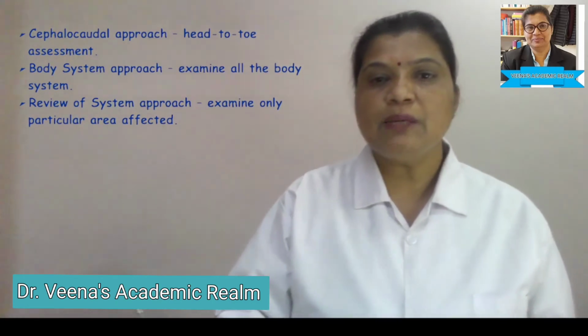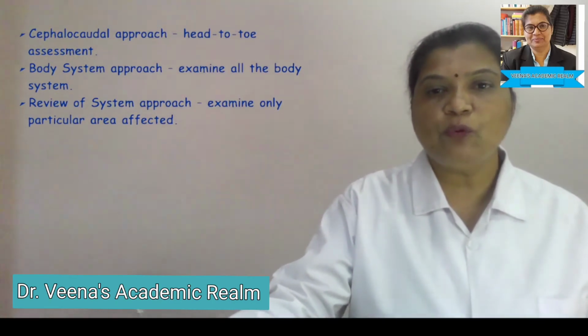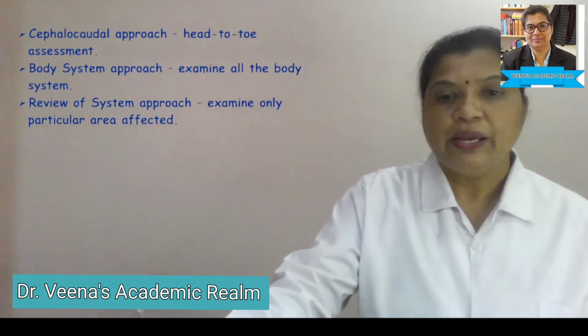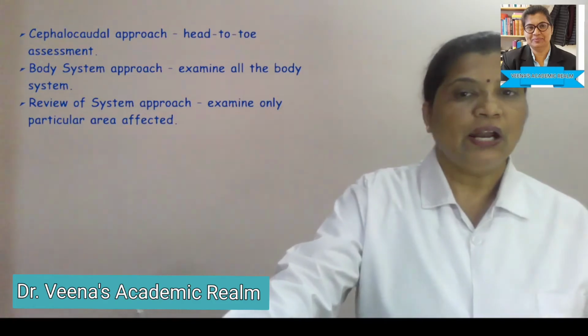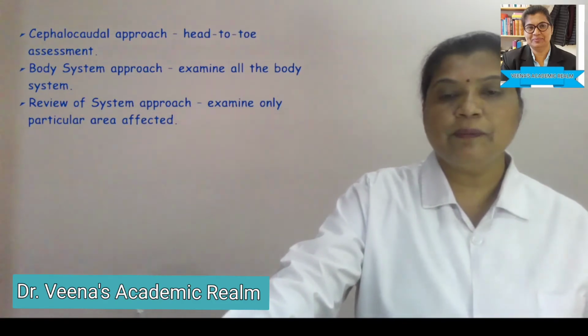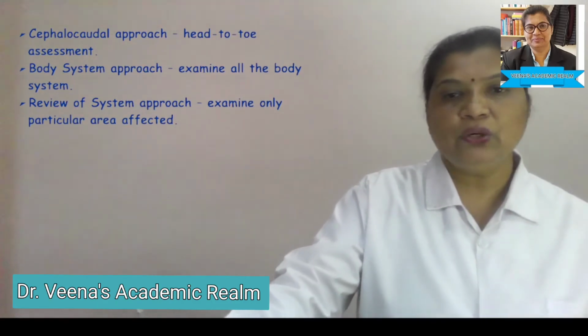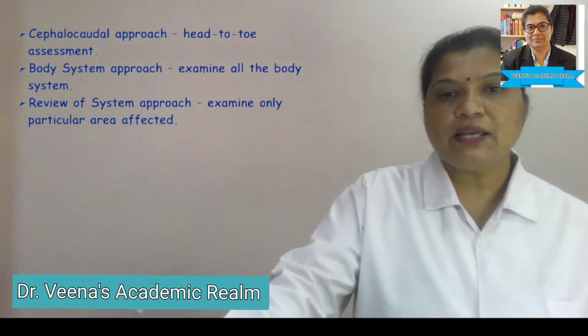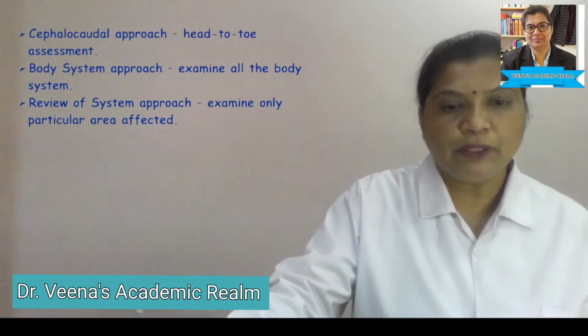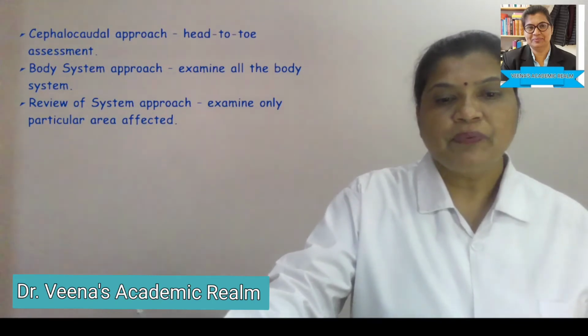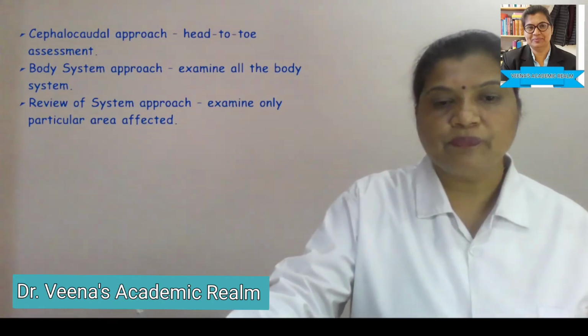Second is the body system approach. To collect the information, body system approach means examination of all body systems like the respiratory system, cardiovascular system, digestive system, or eye, ear, nose. All these things can be examined as per the requirement or as per the type of health problem of the patient. Next is the review of system approach.